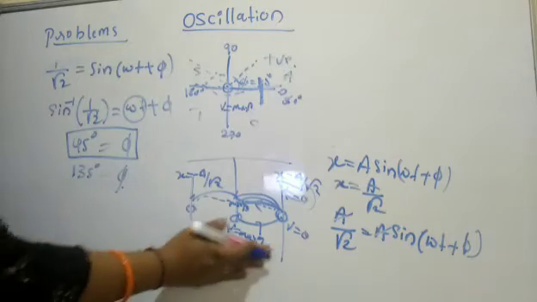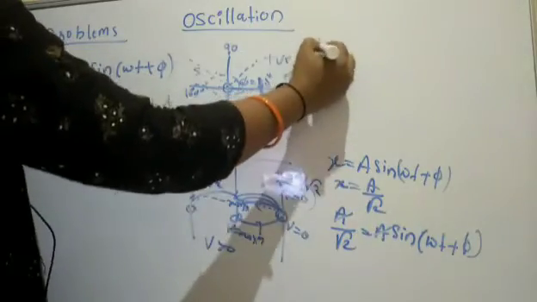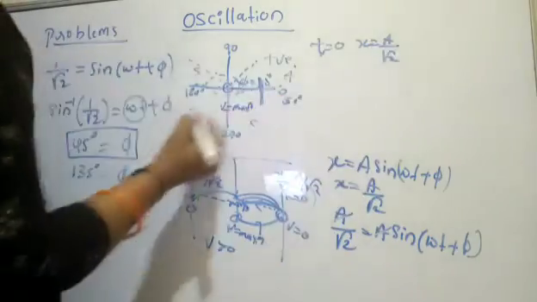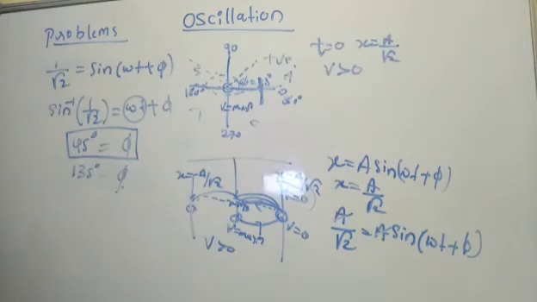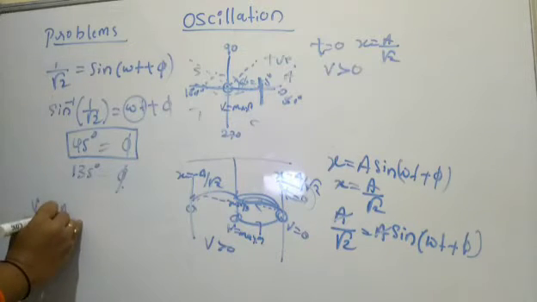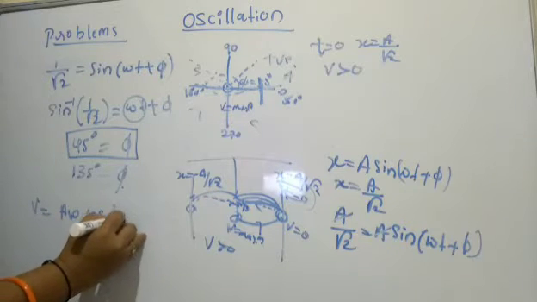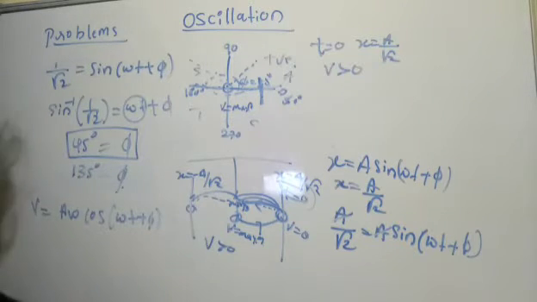maximum it is. So this indicates what here, at this point at t is equal to 0 initially, at x is equal to a by root 2, right? Velocity will be maximum. It is velocity must be maximum. We have velocity. What is that? v is equal to a omega cos omega t plus phi. So we have now x is equal to what? We have to go ahead with the derivation of displacement, then we'll get the velocity of this.